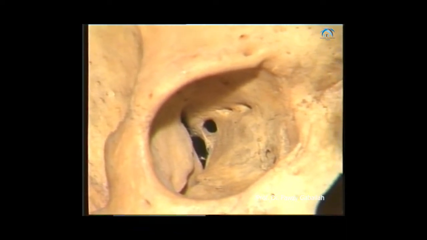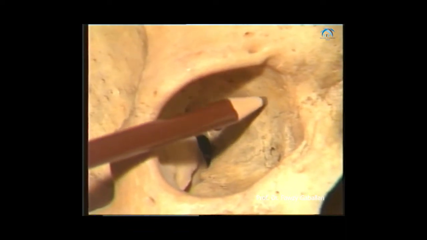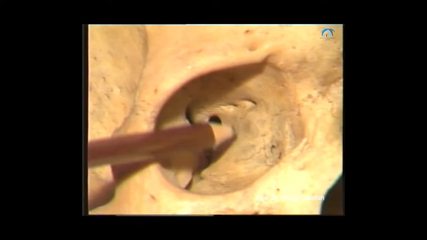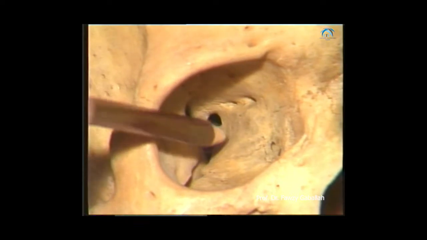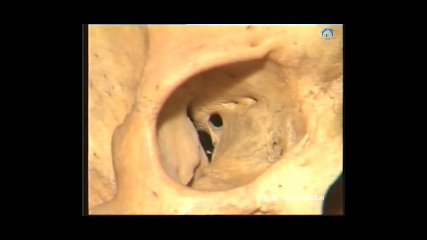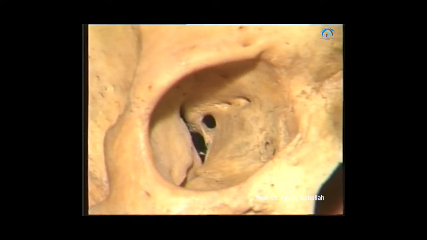The medial wall is the thinnest wall of the orbit and is formed mainly by the ethmoid and the lacrimal bones, in addition to some contribution from the frontal and sphenoid bones.